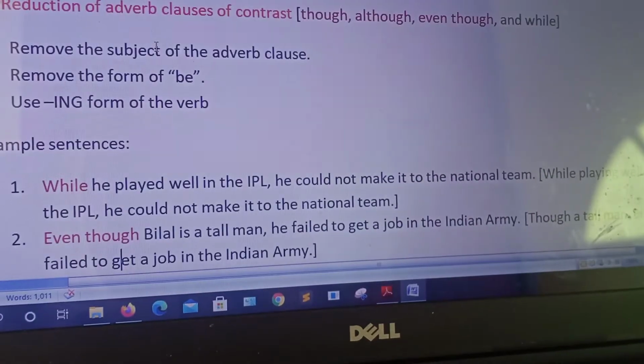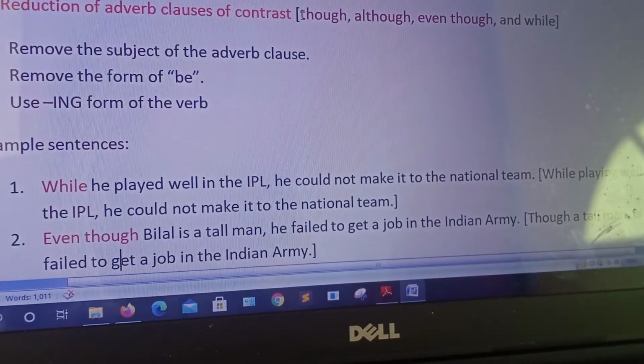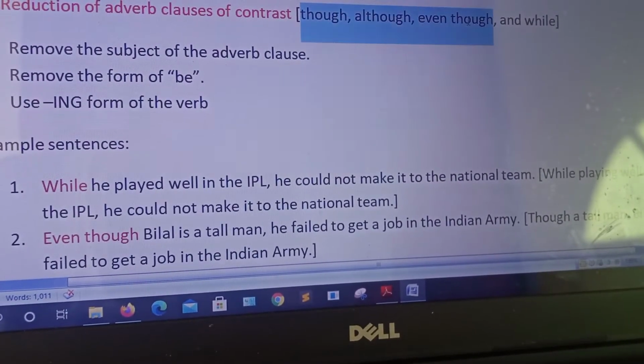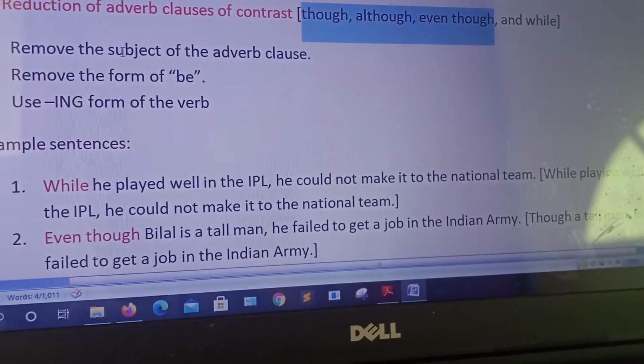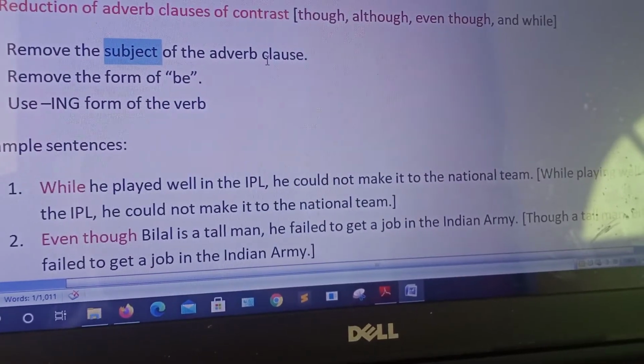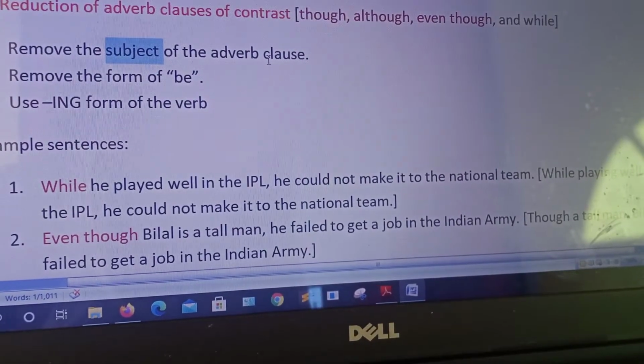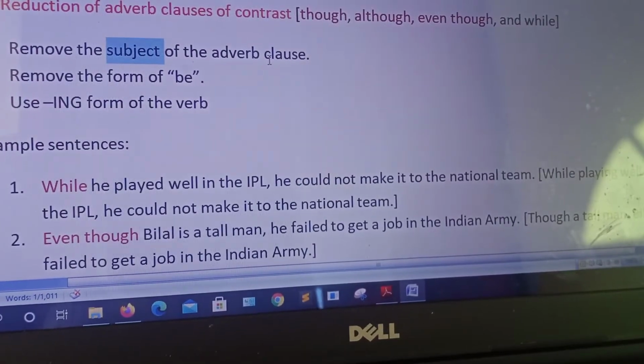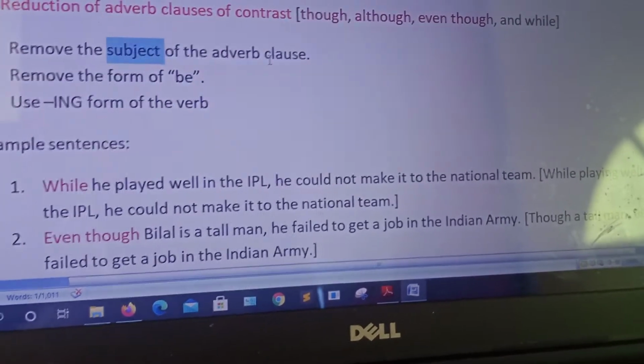The reduction of adverb clauses of contrast. We have the connectors though, although, even though, and while. So we have these four connectors. See the rule. The first rule is to remove the subject of the adverb clause. Whenever we talk about reduction of clauses, it means we are going to deal with the removal of the subject as well as the verb to be. So these two are common.